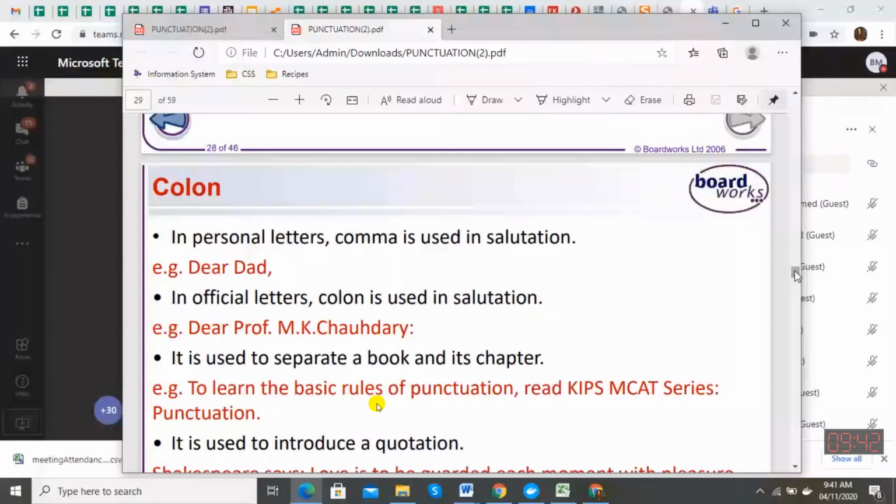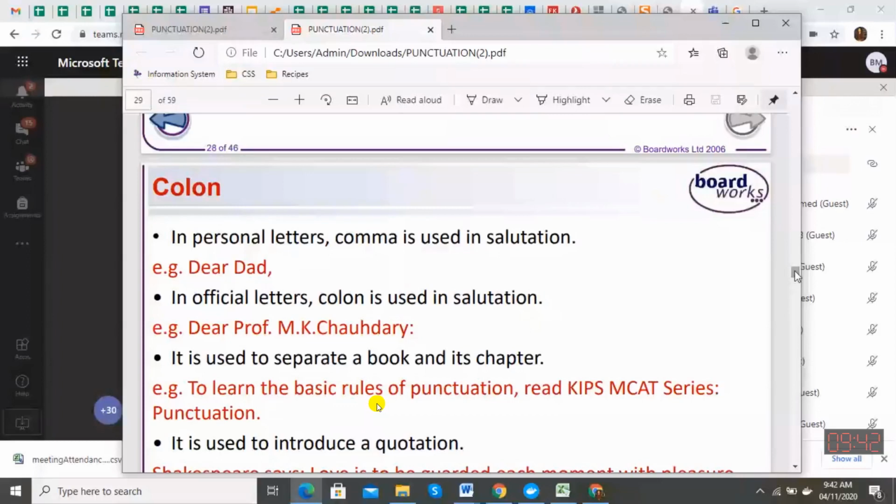But when you are writing some official letter or professional document, you add colon after the greeting. Like for instance, dear Professor Chaudhary. So now here you add colon.